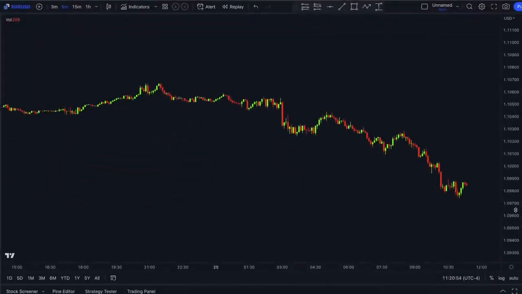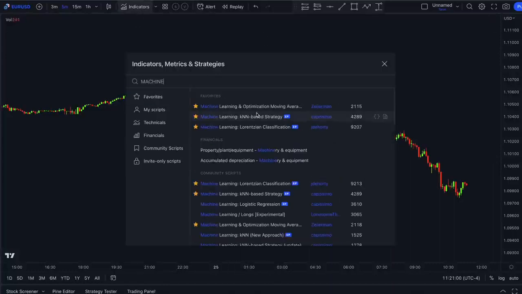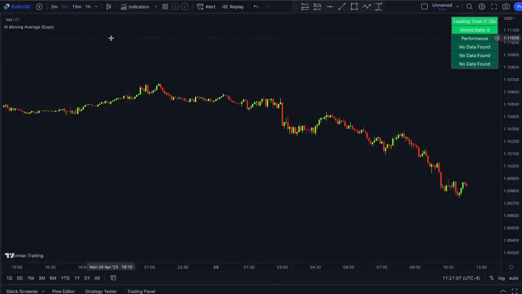consistent profits from trading. In order to apply this indicator to the chart, first log into your TradingView account and open the chart. Navigate to the indicator's search bar and type Machine Learning Optimization Moving Average. Click on this indicator created by Zierman. Once you've installed it on the chart, open its settings to make the following customizations.